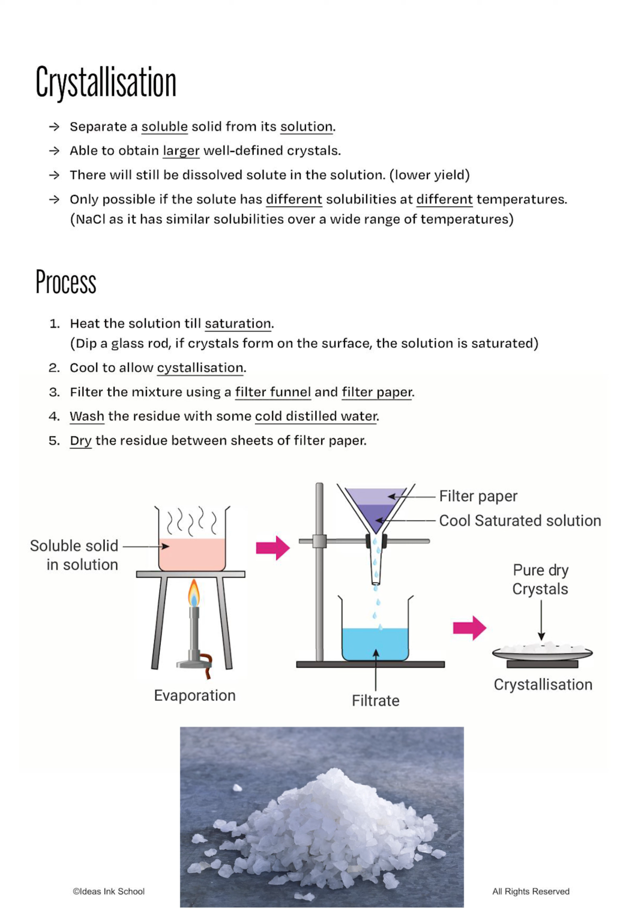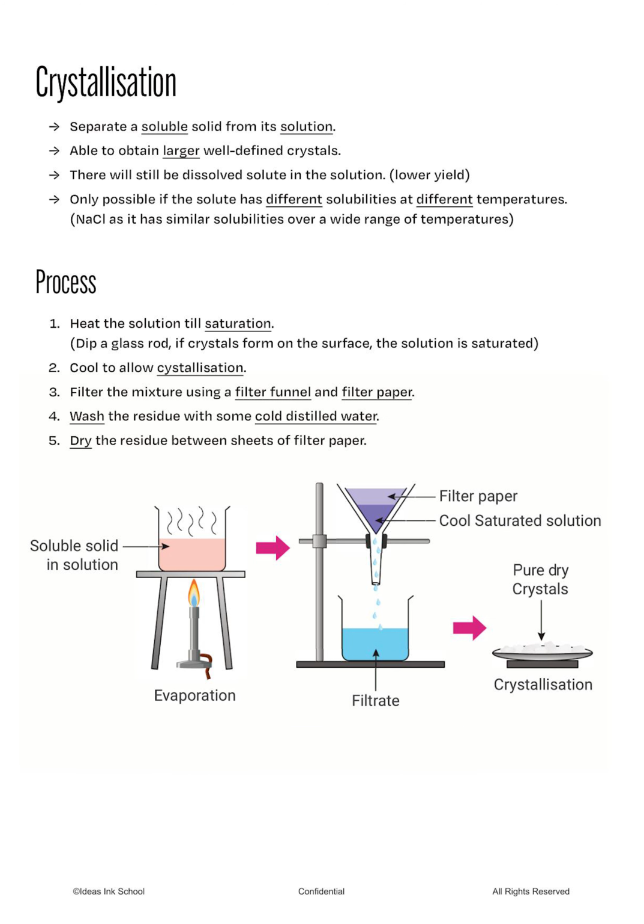Evaporation to dryness has to be used instead to extract sodium chloride crystals. In order to perform crystallization, we first heat the solution till saturation. This is usually achieved by heating the solution to half its volume. We can check for saturation by dipping a glass rod into the solution. If the solution is saturated, crystals will form on the rough surface of the rod.